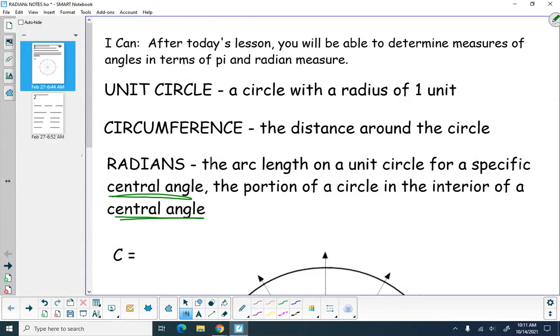A central angle is an angle whose vertex is at the center of the circle. So when you talk about a central angle, it is an angle whose vertex point is at the center of the circle. And this is what was defined to you in geometry.